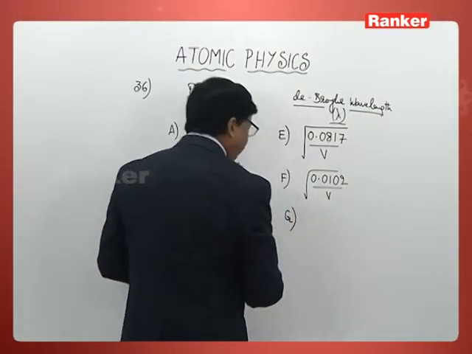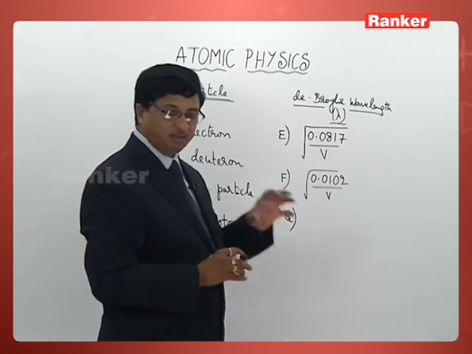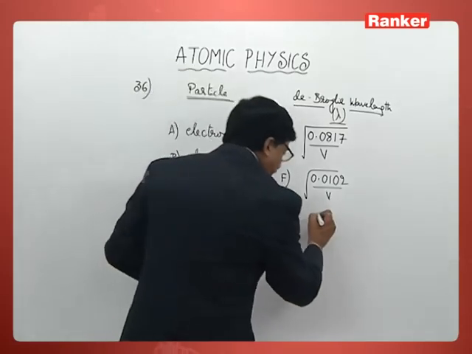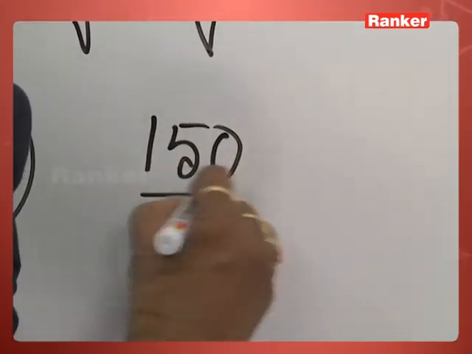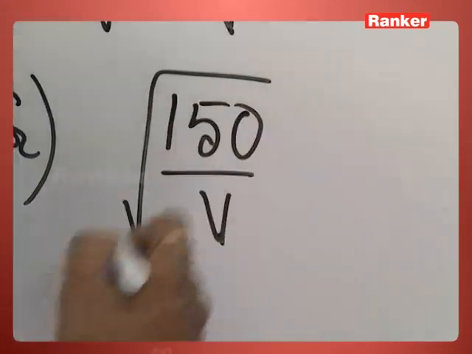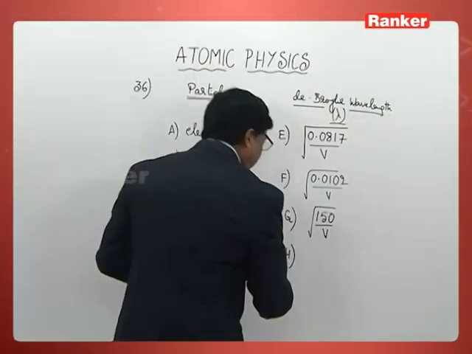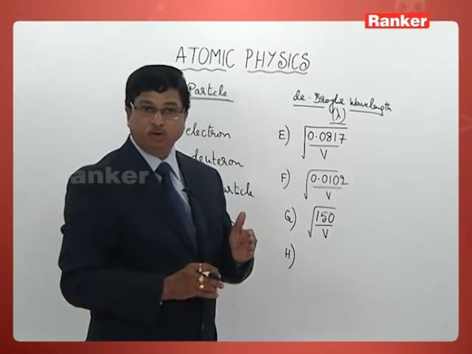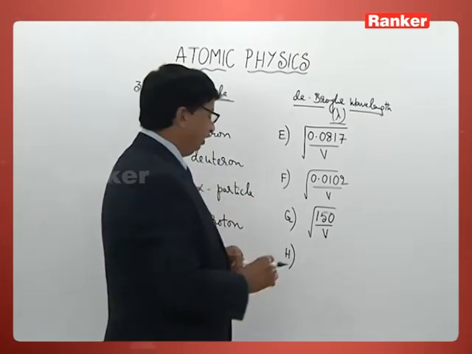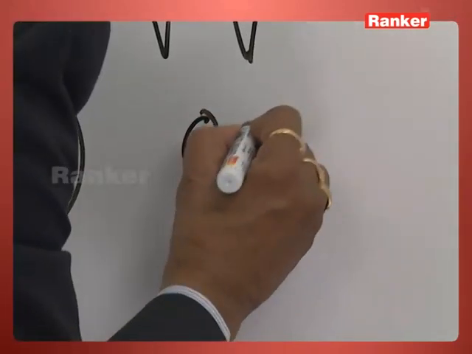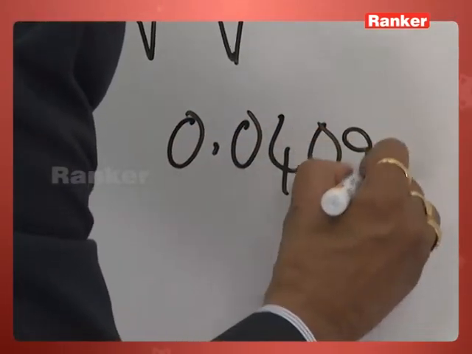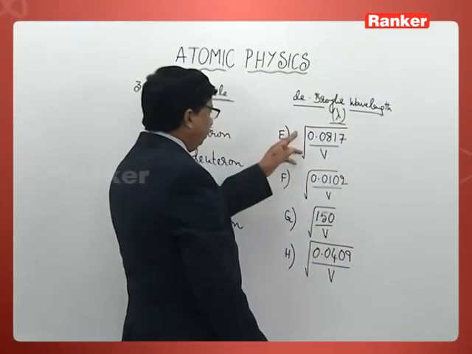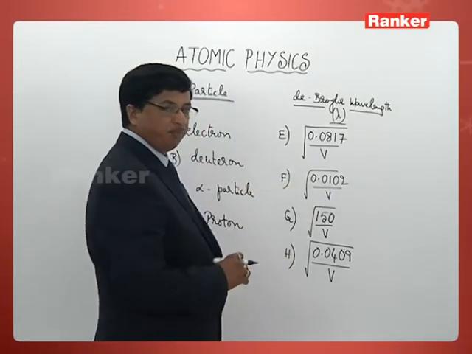The next one he has given is G. He gave the value 150 divided by V, whole under root. And the last one is given as H: 0.0409 divided by V, under root. These are the four values given.